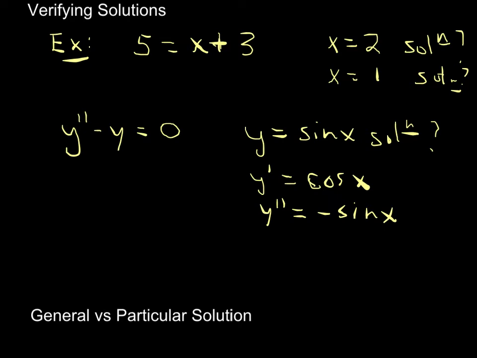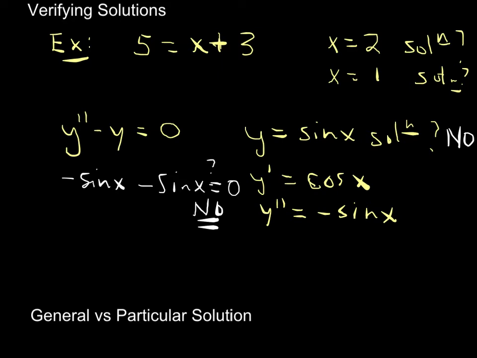So to verify this, I have to put those back in. So if I actually throw those back in here in this example, I can go and do this. And so I got minus sine x, right, is y double prime, minus y, which is just sine x. And then I ask myself, is it equal to 0? And the answer is no. Okay, so in this case, this one is not a solution. Okay. Similarly, let's just do one more example because it'll help us understand this a bit more.